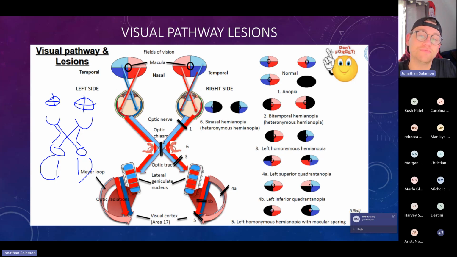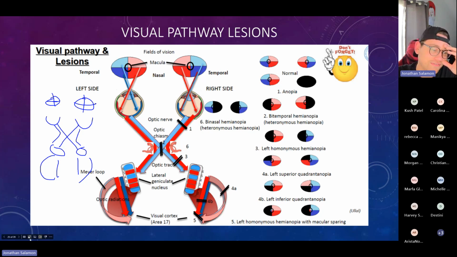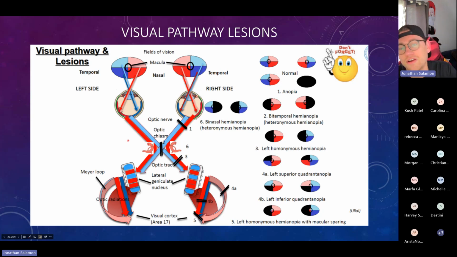He put this here, binasal hemianopia. The only way this is possible is if you have bilateral internal carotid artery aneurysms. That's got to be impossible. But in theory, if you lose the middle of your vision, you're pressing on the outside of the optic chiasm from both sides, which is only possible if you have an aneurysm in both internal carotid arteries.